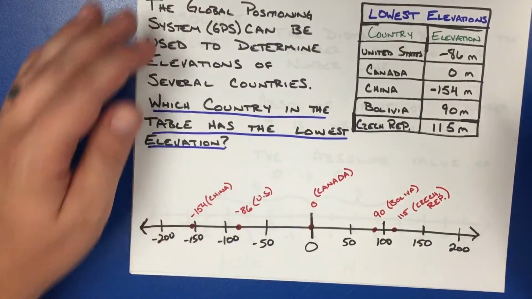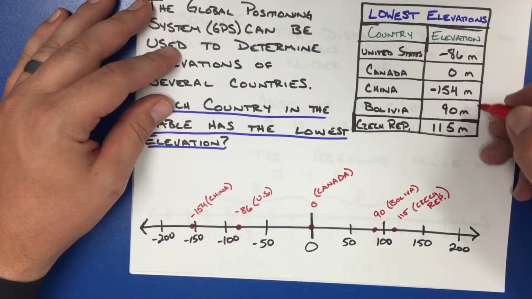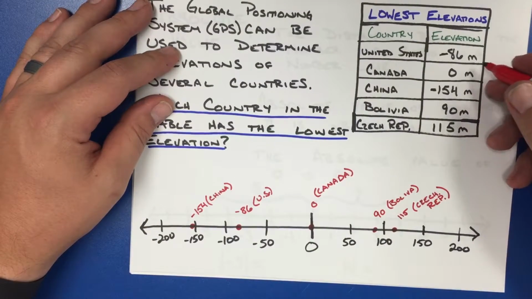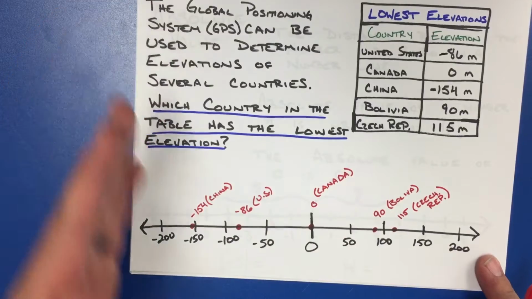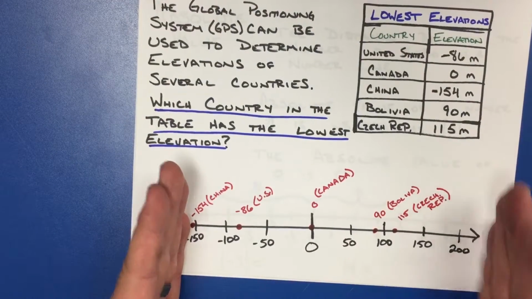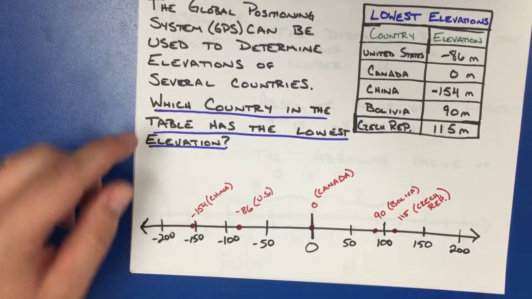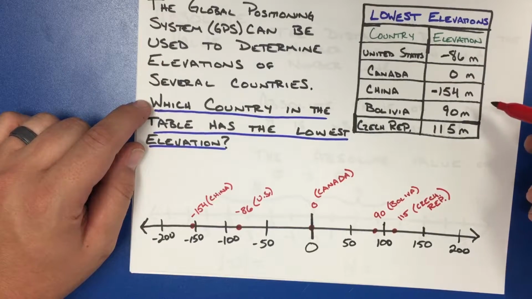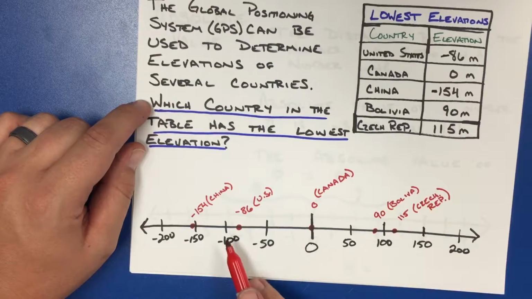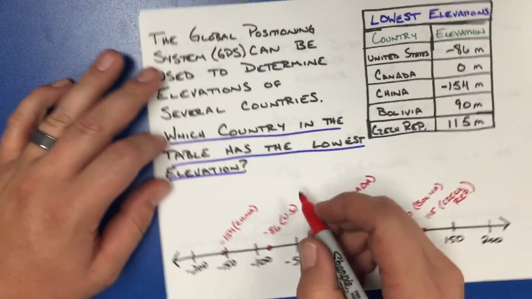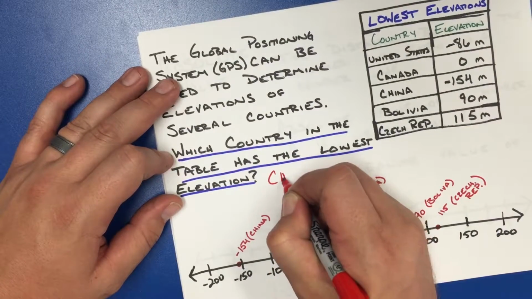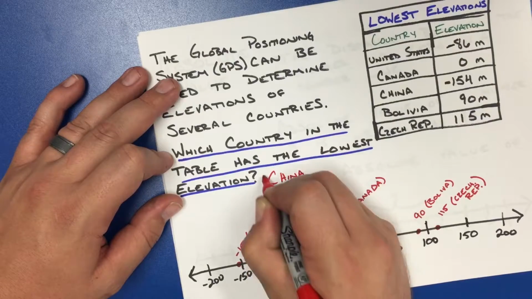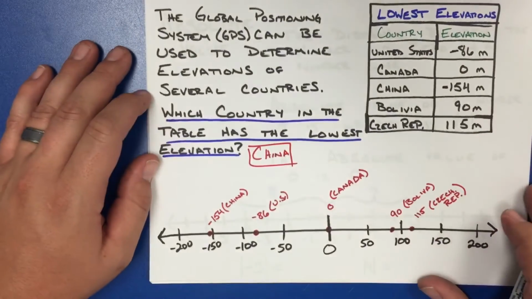What I've basically done is take all these values, these elevations, and put them in numerical order from least on the left to greatest on the right. So if I'm trying to answer the question, which country in the table has the lowest elevation, I can easily look on my number line and see that the furthest one to the left is China, and there's my answer. Okay.